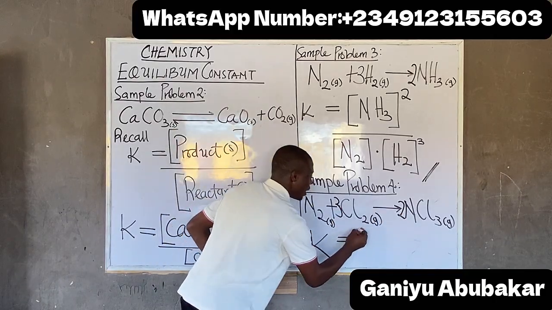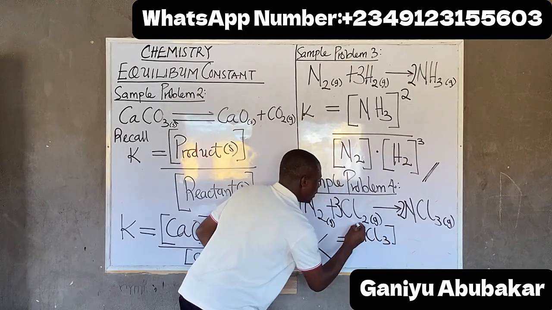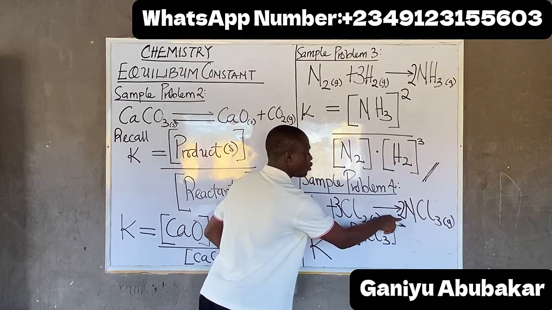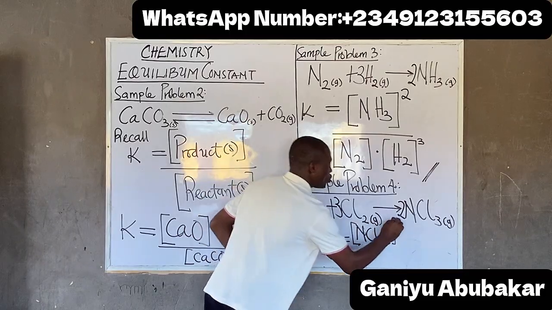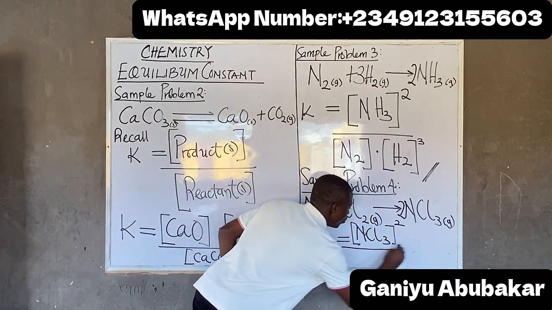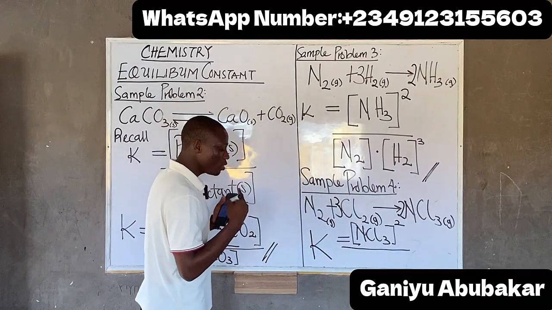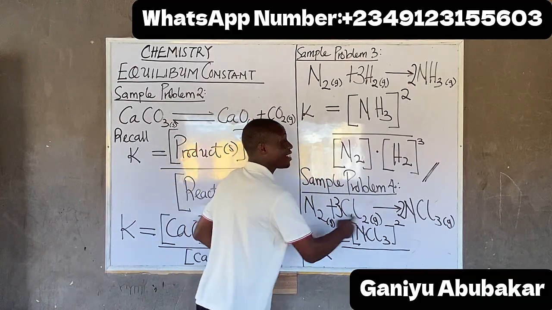So this one comes first. That's NCl3. By the way, this 2 is my coefficient here, so I'll attach it up here as the power of 2. Right? So all over, I have 2 reactants here.